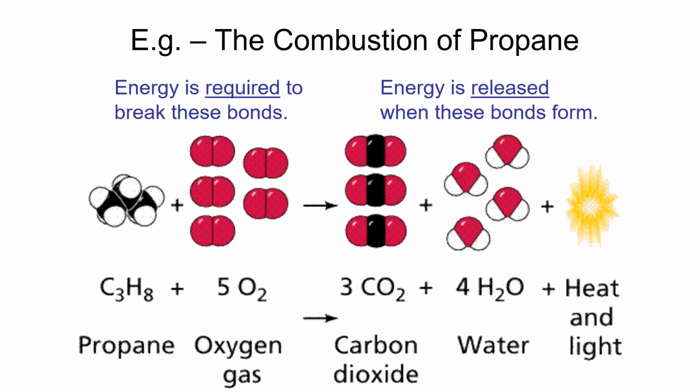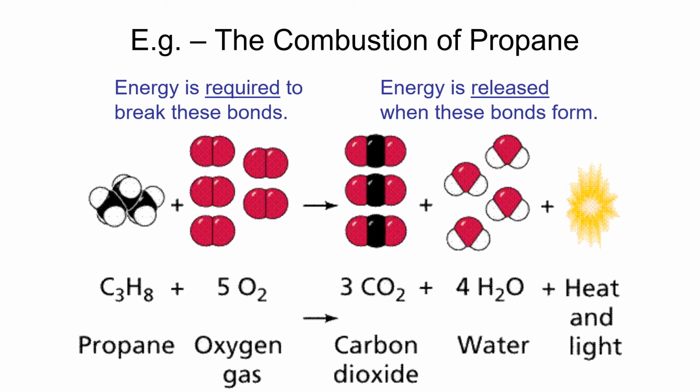Let's take a look at this in action. In any chemical reaction, we've got two steps. The first step is that bonds need to be broken. The second step is the formation of new bonds. So in this example here with propane, we can see that the first step involves breaking the propane molecule apart, and the second step involves taking those bits and pieces and forming new molecules.